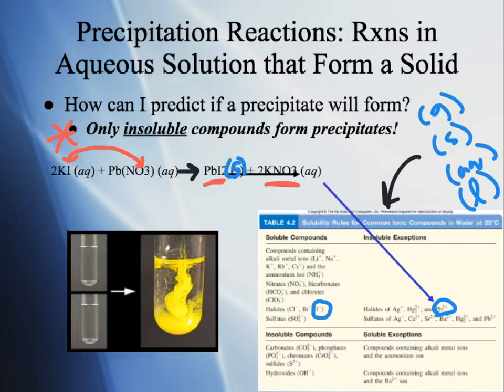Now, if we look at potassium nitrate's characteristics, nitrates are always soluble, and there are no exceptions. So this one is still going to be aqueous. We're not going to be able to see the potassium nitrate. It's going to be floating around as ions, K plus ions and NO3 minus ions. So they're going to stay dissolved in water.